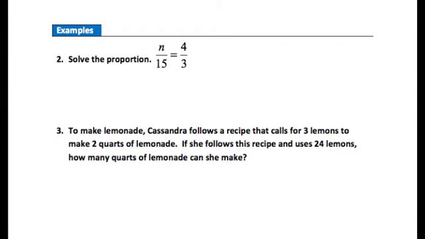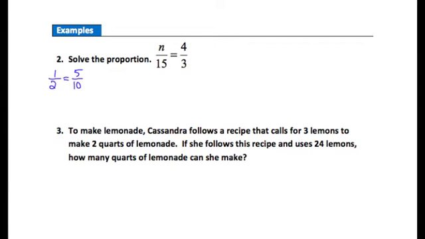Solve the proportion n over 15 equals 4 over 3. When we're going to solve these proportions, I think it's best to think of them as fractions. We have this fraction n over 15, and on the other side 4/3. One thing that's convenient for fractions that are equal: if I take the fraction 1/2 and make that equal to a fraction I know is also equal to 1/2, let's say 5/10, then when fractions are equal like this, their cross products are also going to be equal.